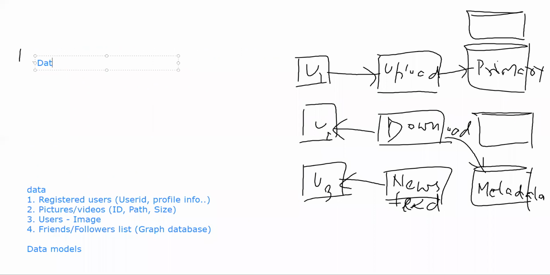So in terms of data models, there are a few ideas I'm getting. So in terms of friends, followers, think of a graph database, which is a very natural thing for modeling connections. For the first one, the basic idea can be a relational model where I have a users table and I have, let's say, a pictures table.